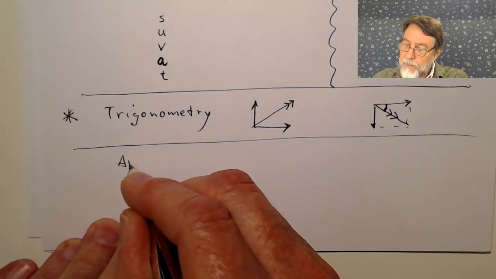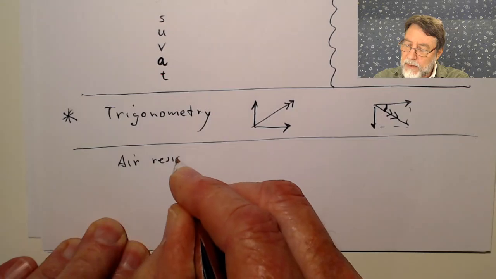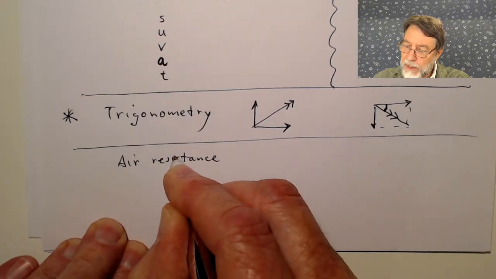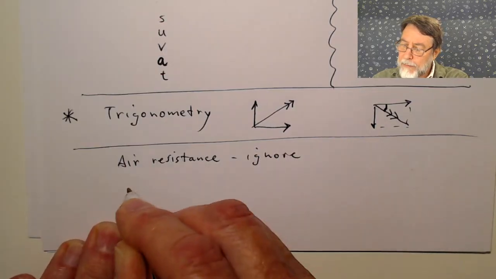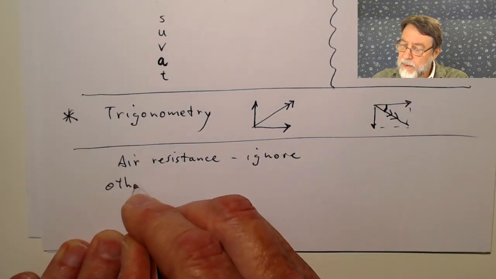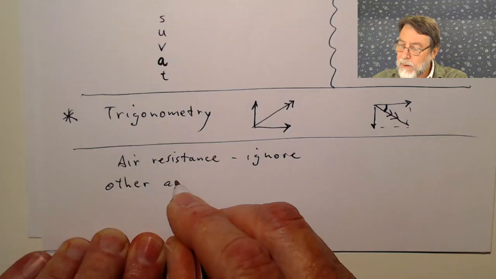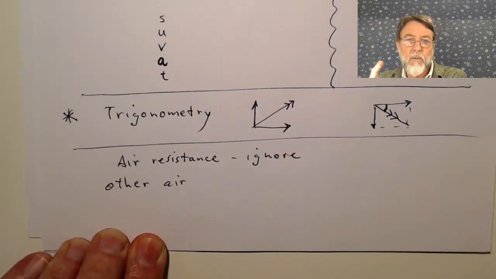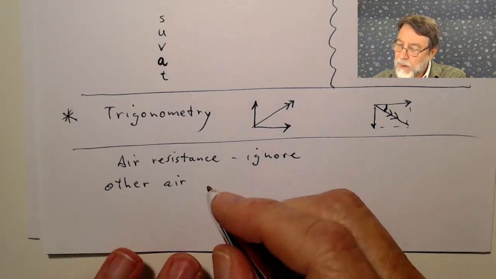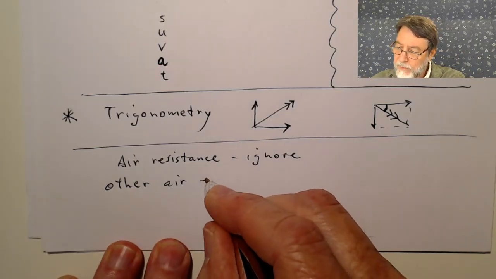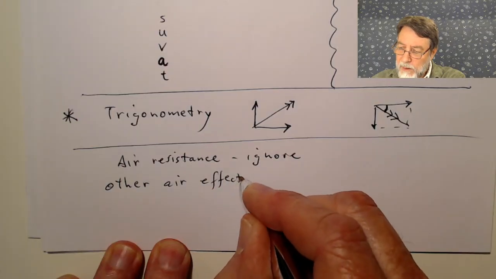So, air resistance, be assured that it is being ignored, and that's okay. There's other air effects, as just mentioned, so things like Magnus force, the spin of an object, or aerodynamic effects from the shape are also ignored. So other air effects are ignored.